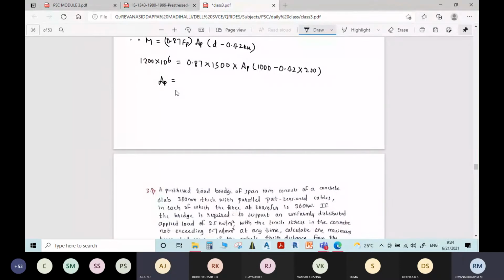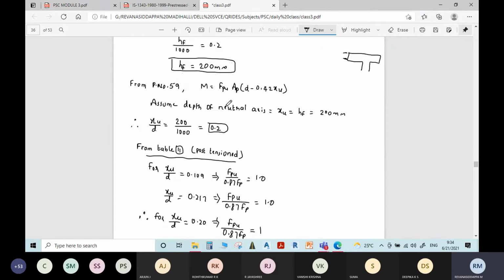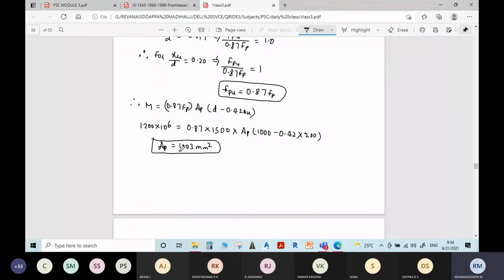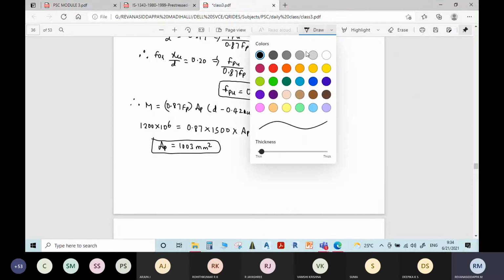1003.86 mm square. Now almost all the design part is over. We have fixed all the dimensions, geometrical dimensions. We have also determined the area of pre-stressing steel required. So at the last you can write design details.